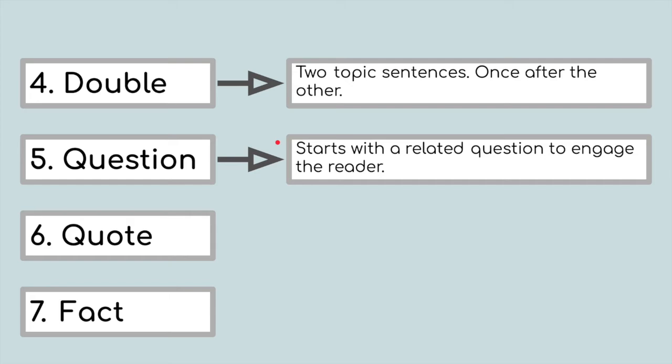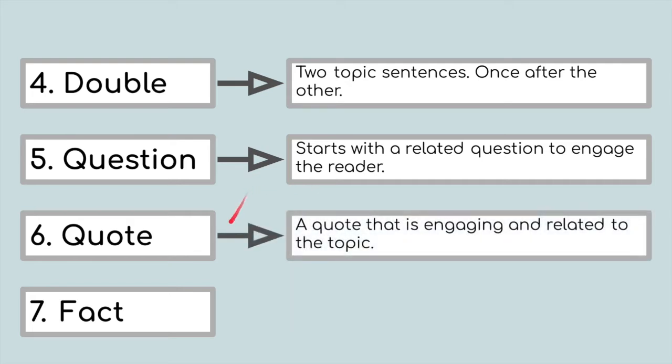As you could probably guess, a question topic sentence is a topic sentence that starts with a related question in order to engage the reader. So your question is related to what the paragraph will be about, but it's a good way of drawing the reader in. 6, we have quote, and a quote is just a quote that's engaging and also related to the topic.